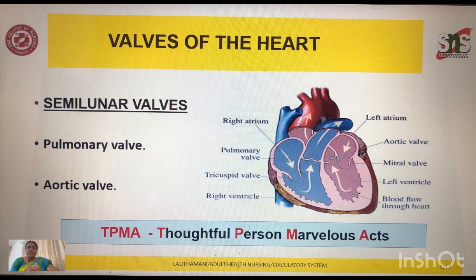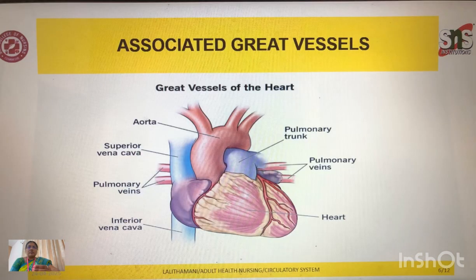The other side, the aortic valve is the structure which will be present in the root of the aorta, which will prevent the backflow of blood which is being pumped out of the left ventricle into the aorta, which will be entering into the systemic circulation or to the entire body circulation. So we have the associated great vessels also. So we know there are many great vessels which are being involved in the pulmonary circulation and systemic circulation.